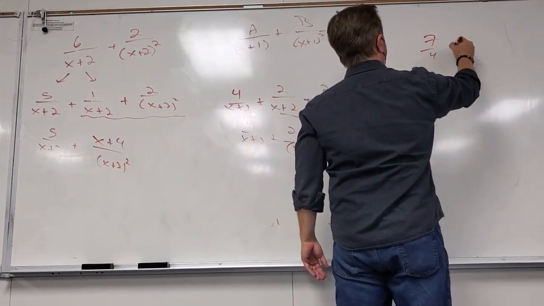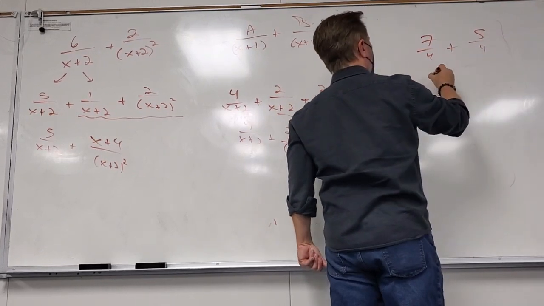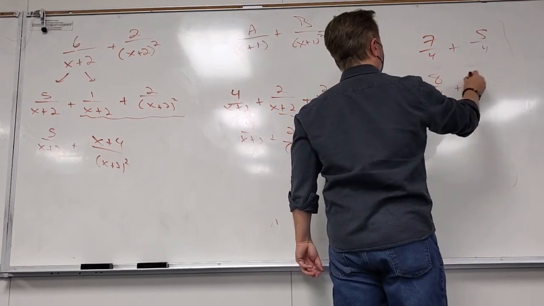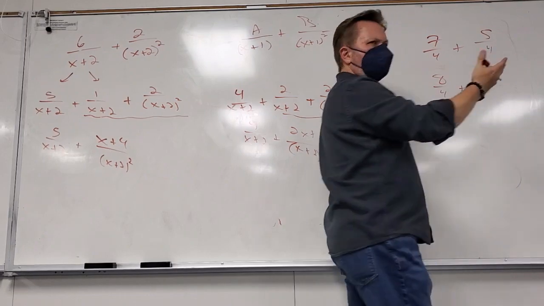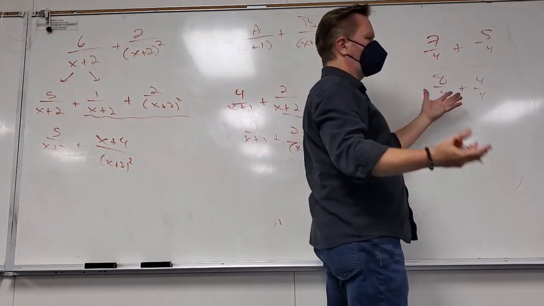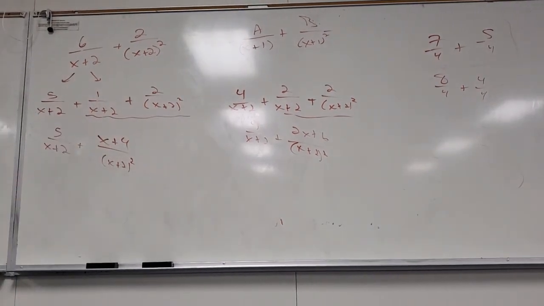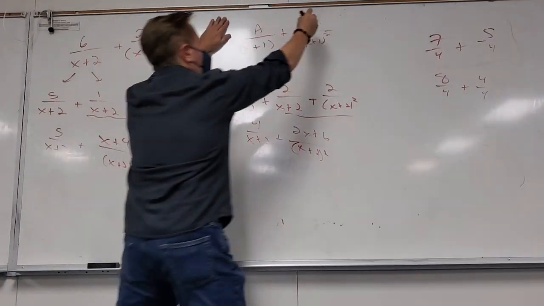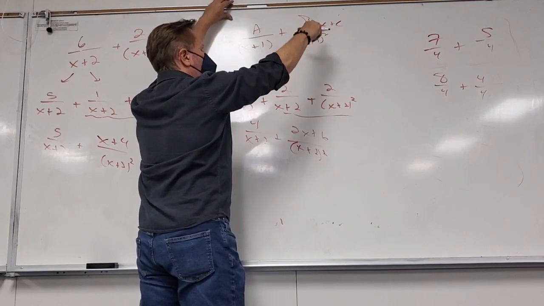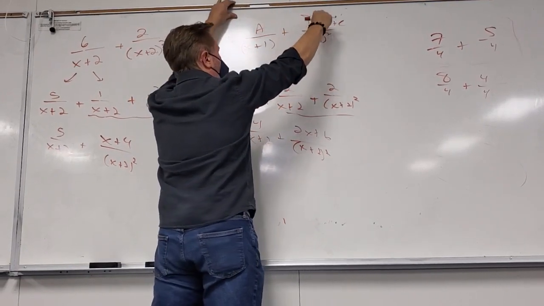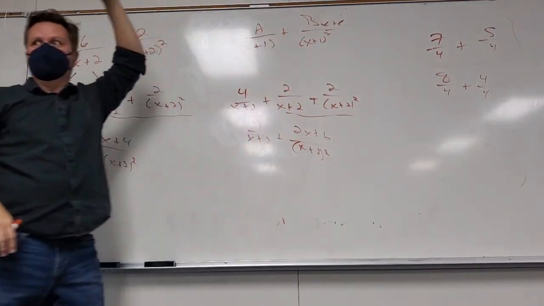It's like doing this: 7 over 4 plus 5 over 4 is equivalent to 8 over 4 plus 4 over 4. I just took one of those and put it over there. Of course they're equivalent, correct? So if I use this, I am not going to get an answer, because there's an infinite number of things these could be.